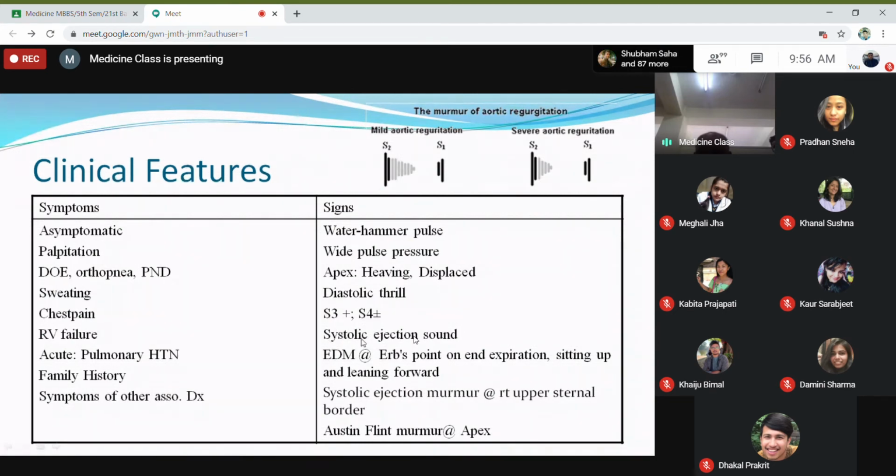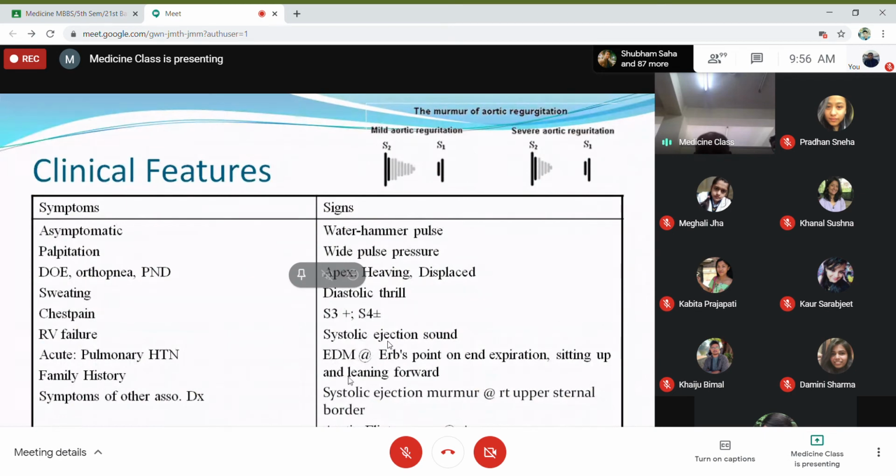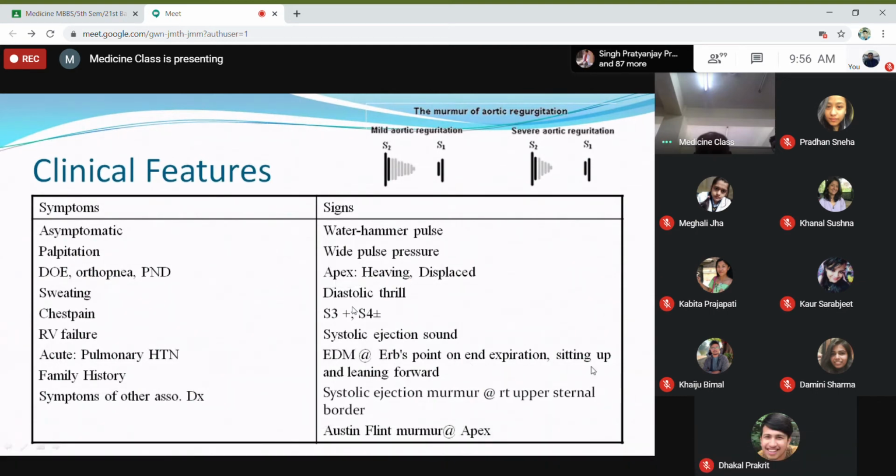There will be an early diastolic murmur at Erb's point, which will be best heard at the end of expiration, in the sitting up and leaning forward position. But there may be other murmurs as well, like a systolic ejection murmur in the right upper sternal border and an Austin Flint murmur at the apex. The systolic ejection murmur at the right upper border is because of the flow of blood during systole.